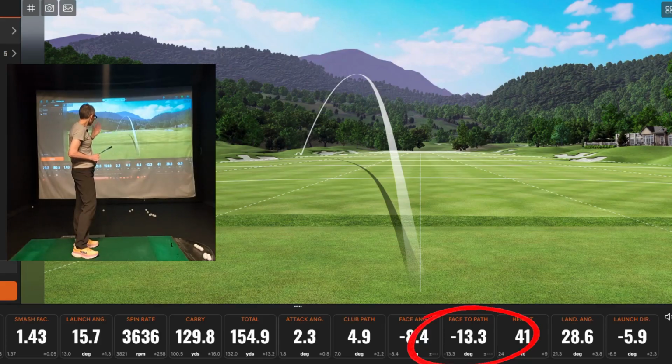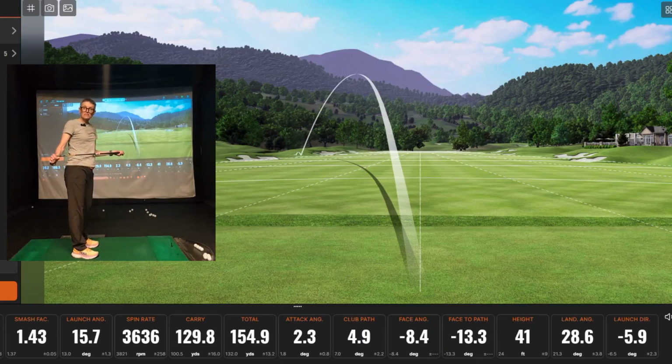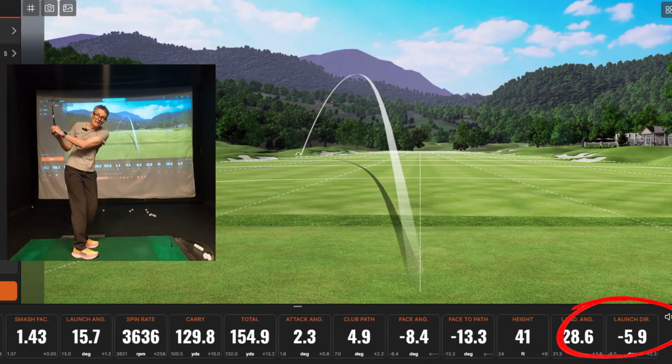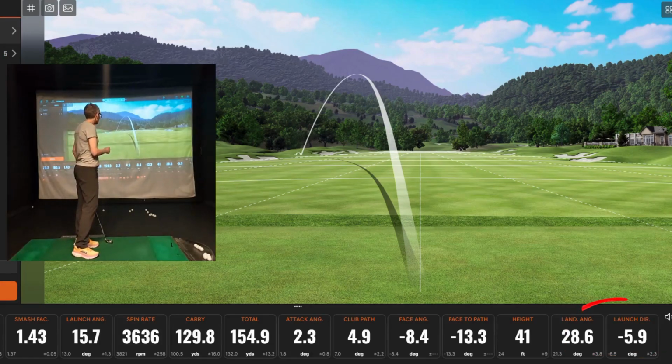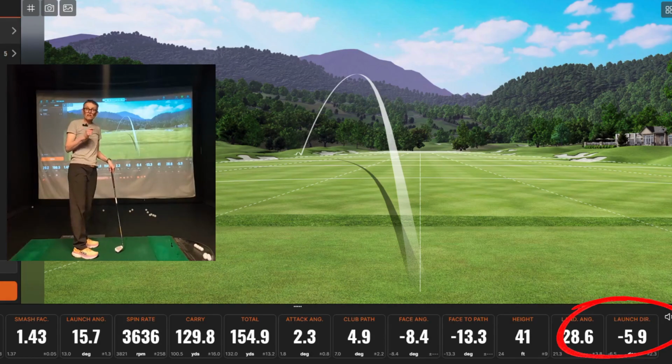So you can see that that's the combination of the club path and the club face angle relative to the target. I'm swinging to the right, my club face is to the left, and if we have a look at the launch direction, the ball is starting almost 6 degrees left of the target. So my swing path has been in to out, but the ball has started left. And that's because of the club face.